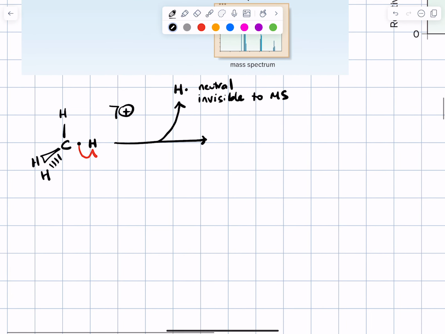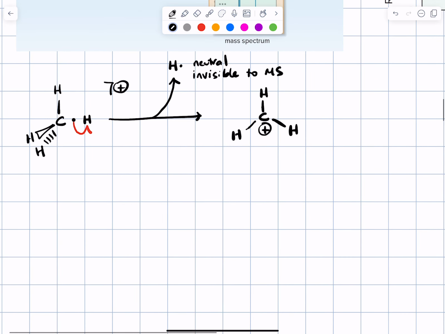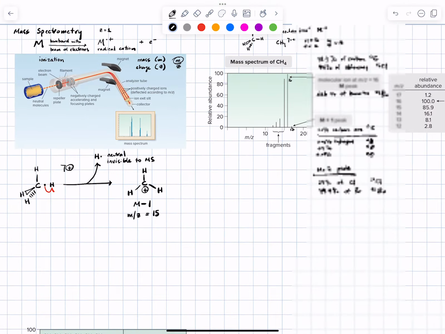What will be left after hydrogen leaves? CH3. The hydrogen that left is neutral. The radical cation was positively charged to begin with, so if you subtract something neutral from something that's positively charged, it's still got to be positively charged. So you've got the CH3 cation now. This has a mass of m-1. The charge is 1. The m over z ratio here would be 15 instead of 16.